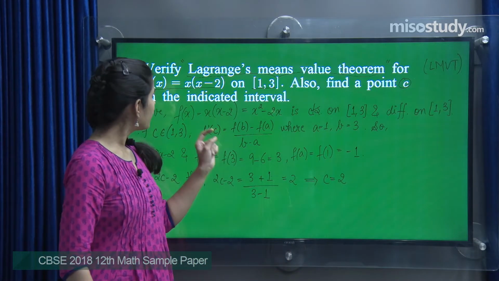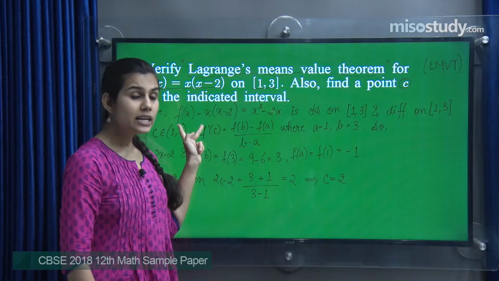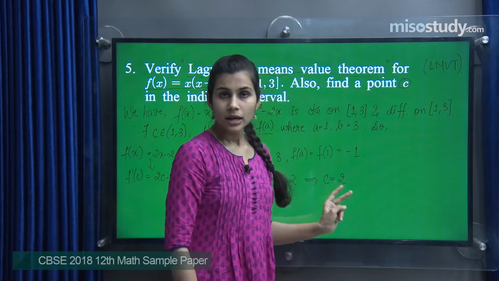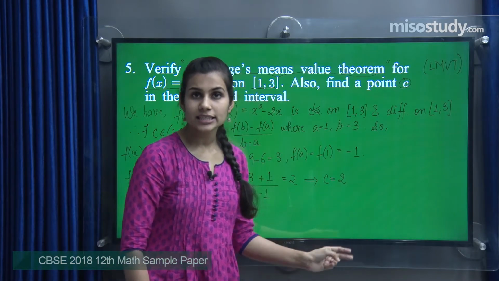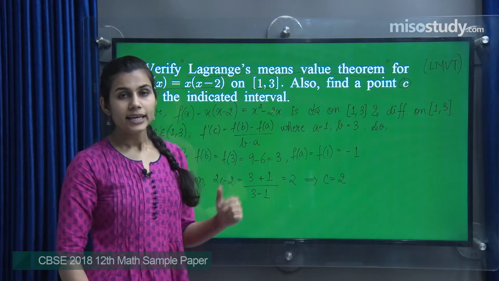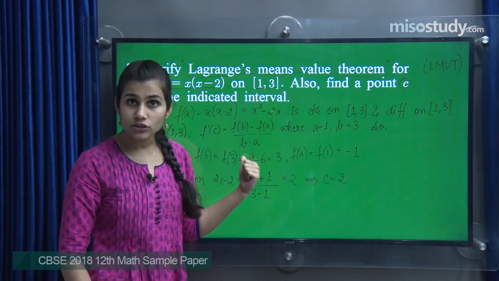Now LMVT for this function f is delivering with this value of c. But if you recall the concept I had just written, this c should sit inside the open interval a comma b, in this case the open interval 1 comma 3.